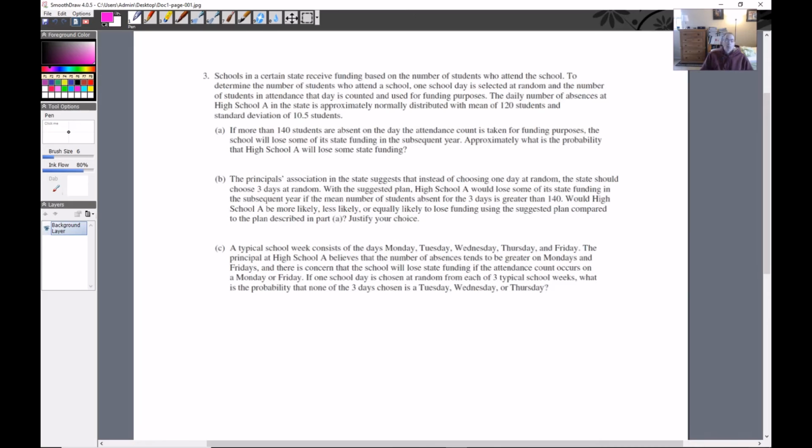All right, so I got one more for you. This last one is from the 2014 administration, and it's question 3. So here we go. We won't do all of it because one part of it we're not quite ready for, but it reads that schools in a certain state receive funding based on the number of students who attend the school. To determine the number of students who attend a school, one school day is selected at random, and the number of students in attendance that day is counted and used for funding purposes. The daily number of absences at high school A in the state is approximately normally distributed with a mean of 120 students and a standard deviation of 5.